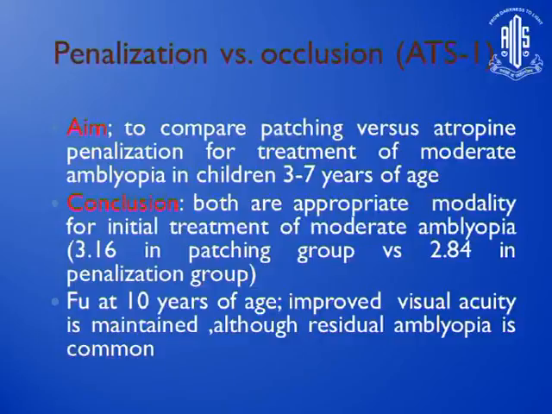Then in ATS-1, penalization versus occlusion was compared. It aimed to compare patching versus atropine penalization for treatment of moderate amblyopia in children of 3 to 7 years of age, and it was concluded both are appropriate modalities for initial treatment of moderate amblyopia. And follow-up at 10 years of age shows improved visual acuity is maintained, although residual amblyopia is common.